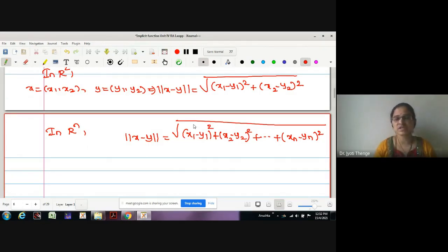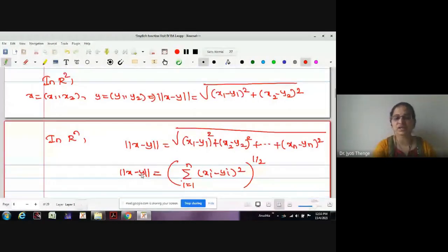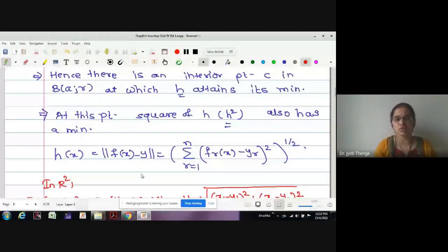Therefore, in terms of summation, how can I write it? This is summation of (xi minus yi) square, the sum running i equals 1 to n, and this whole thing raised to 1 by 2, square root it is, no? This is the distance formula for a norm function. The same I have used here, no?